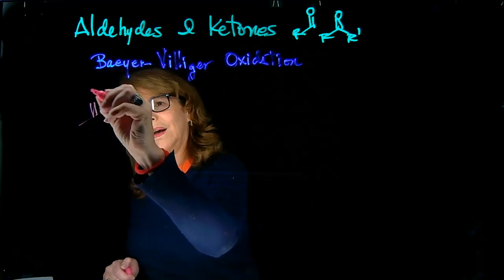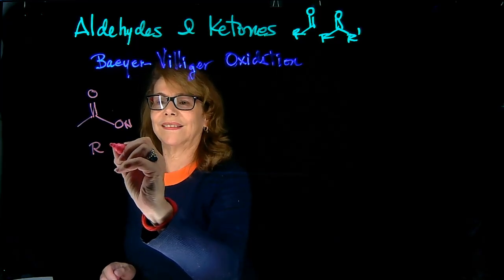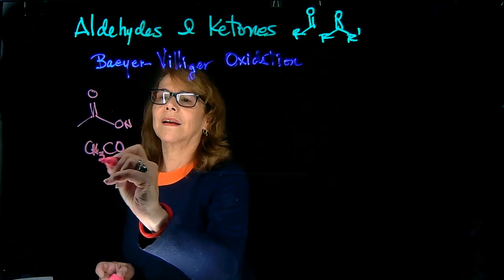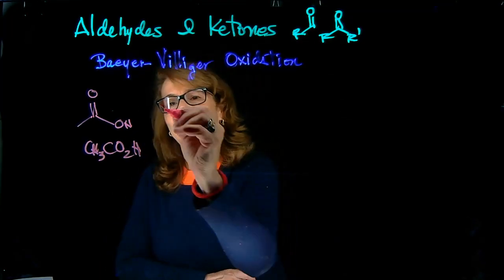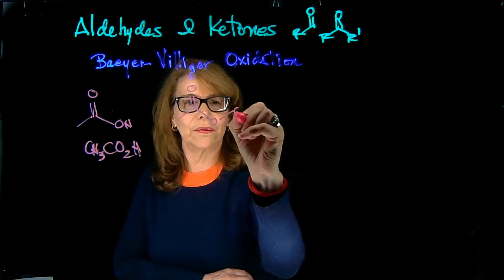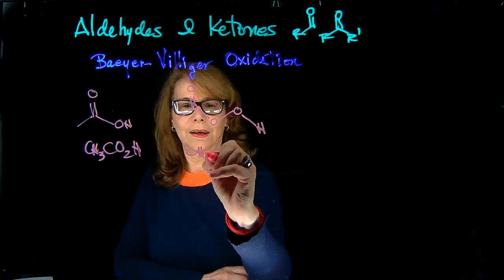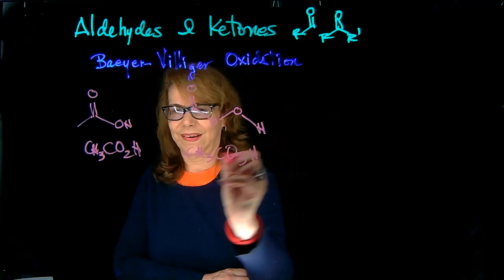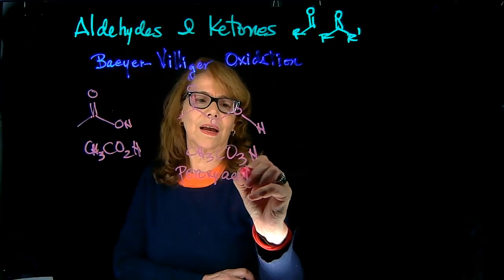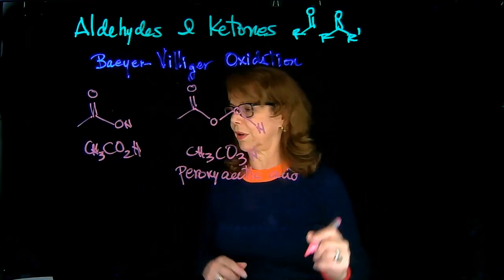So you have, for example, acetic acid, and you will abbreviate it like this. Well, let's say CH3CO2H, acetic acid. If you add one more oxygen, you have a peroxy acid. So in the peroxy acid, you have the following. This is peroxyacetic acid, and it will be CO3H. This is what we're using in the Baeyer-Villiger oxidation, a peroxy acid.